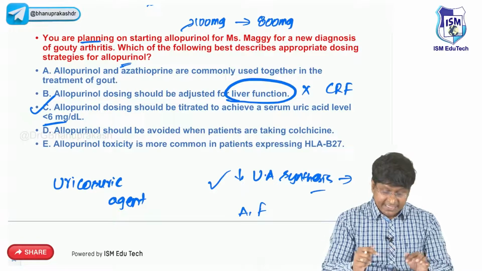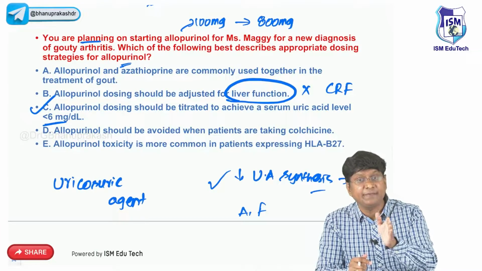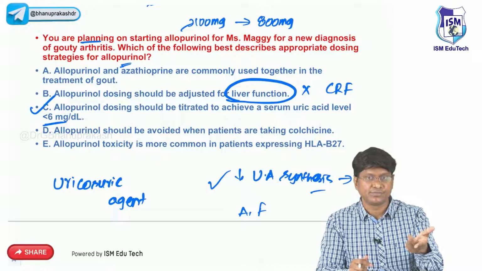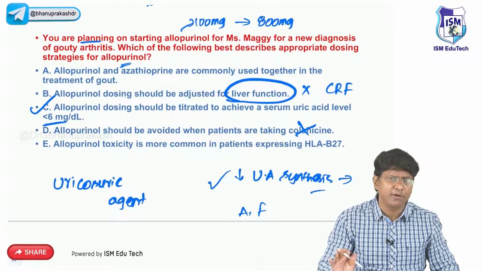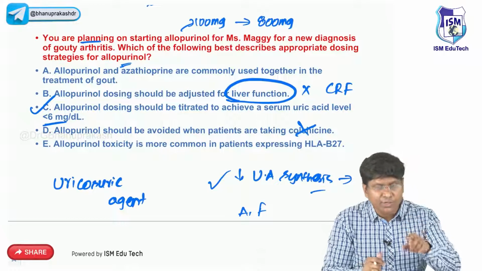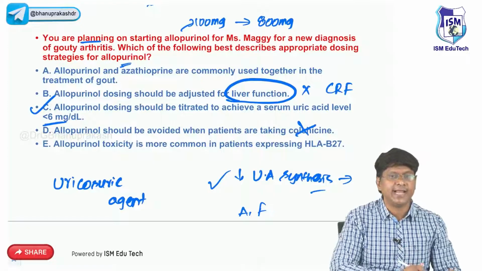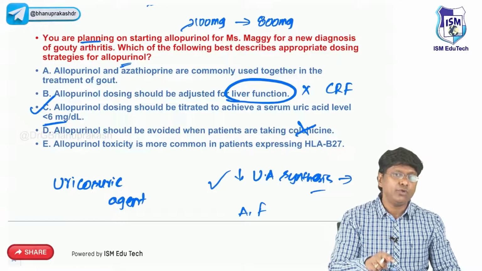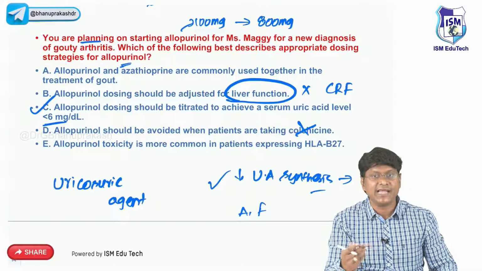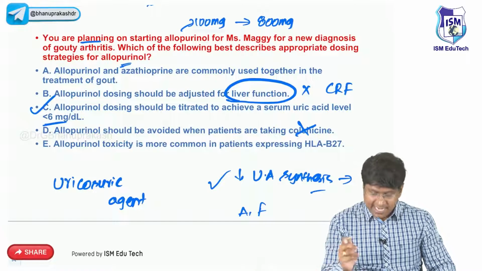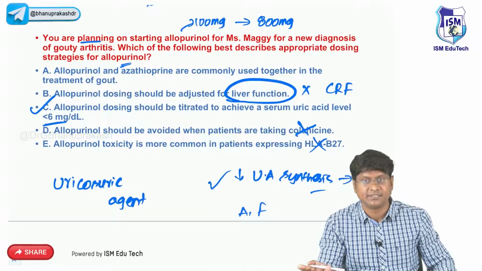Now, toxicity of allopurinol has been recognized increasingly in patients who use thiazide diuretics, right? So the option that allopurinol should be avoided when patients are taking colchicine is wrong. No problem. Colchicine can be given in acute gouty arthritis, and along with this colchicine, you can add allopurinol. But the only thing is, along with allopurinol, you cannot add thiazide diuretics. You cannot add penicillins. You cannot add ampicillin. And allopurinol toxicity being more common in patients expressing HLA-B27 is a wrong statement, right?